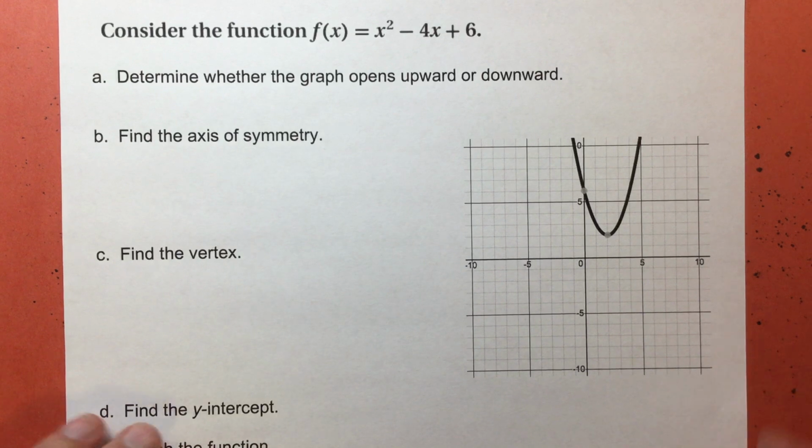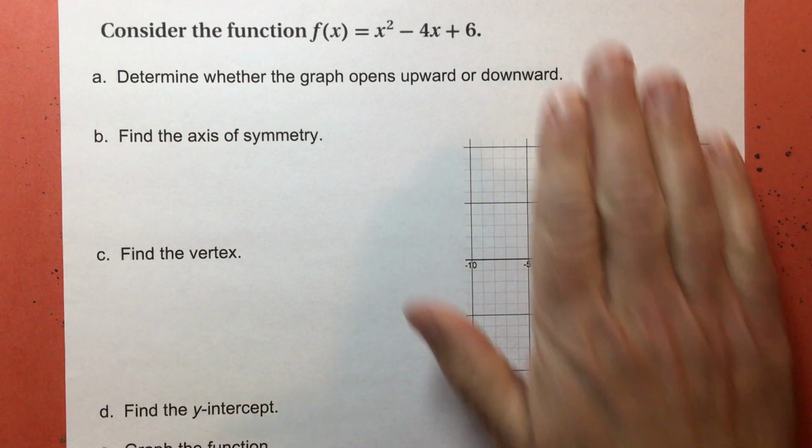Okay, so we're going to take this function. It's in standard form: f(x) = x² - 4x + 6. We're going to find whether it opens upward or downward, the axis of symmetry, the vertex, and the y-intercept. Now, the problems, I'm going to hide this for a second.